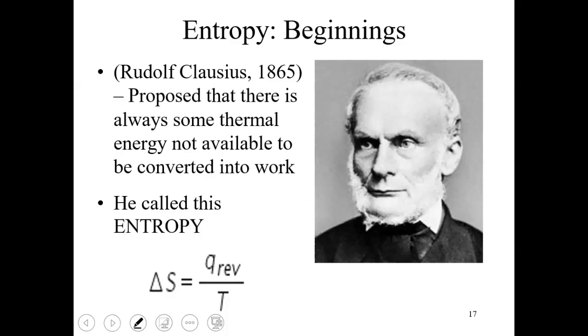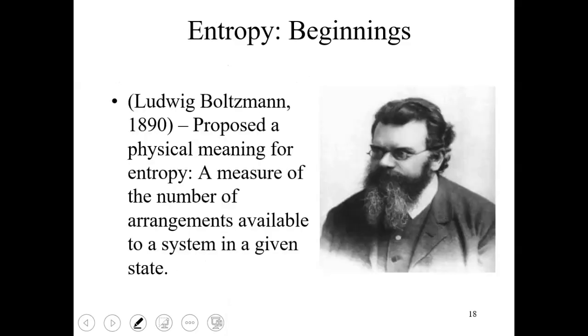Finally, this is the 1860s. It took about 20 something more years before somebody actually put a physical characterization for this property of entropy, and that was Ludwig Boltzmann. Boltzmann proposed a physical meaning for entropy. He proposed that entropy is essentially a measure of the number of arrangements that are available to a system in a given state. In other words, how are the particles and their energies distributed in a system under a given set of conditions?